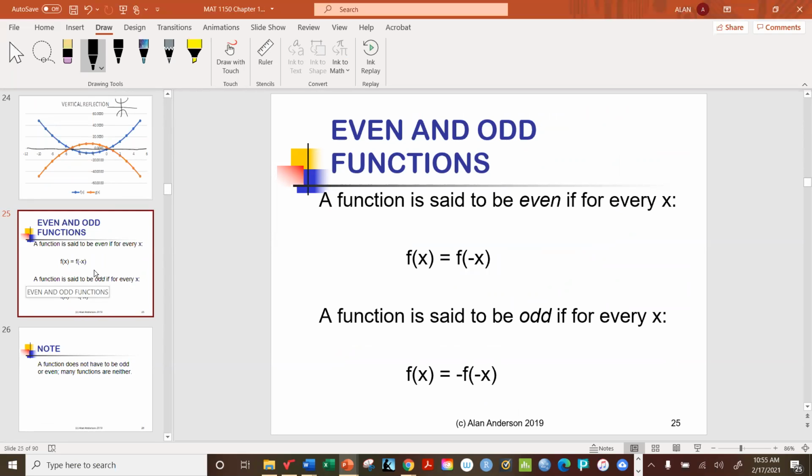Now, it turns out that many functions do not fall into either of these categories. So it's not the case that everyone is one or the other. It's not like the natural numbers where they're all either even or odd. Here, if this happens to be the case, then we say that it's an even function. And here it would be considered an odd function. And it should show up in the graph. But all right, let's take a look.